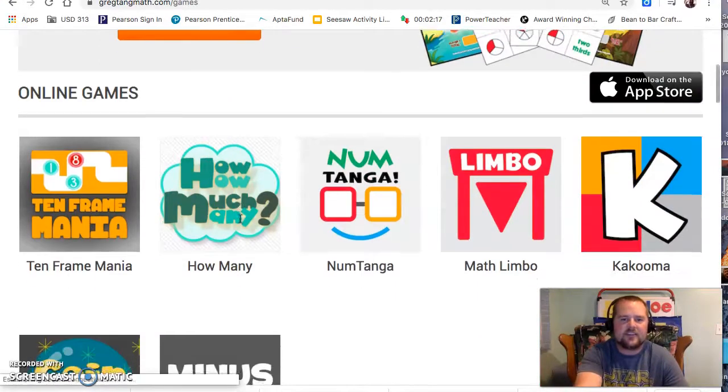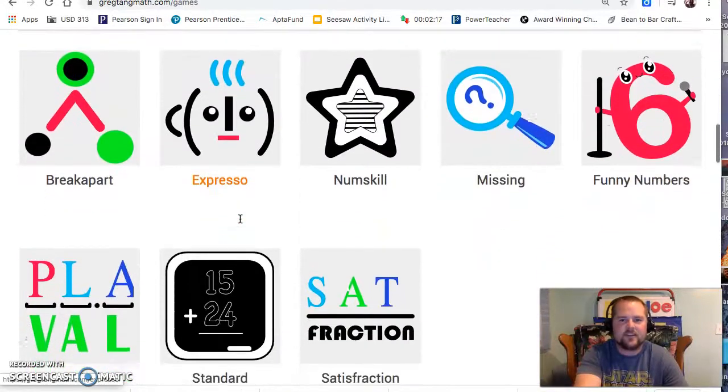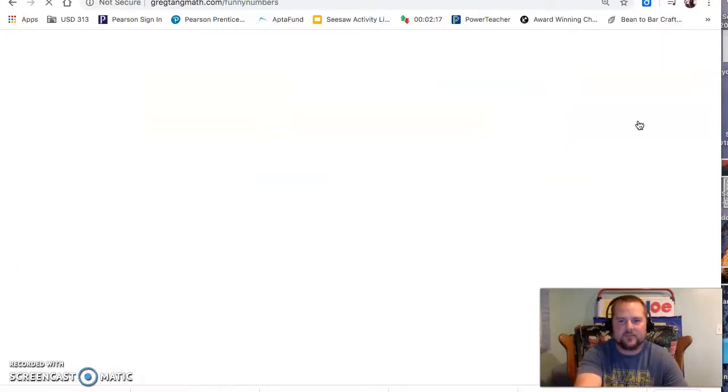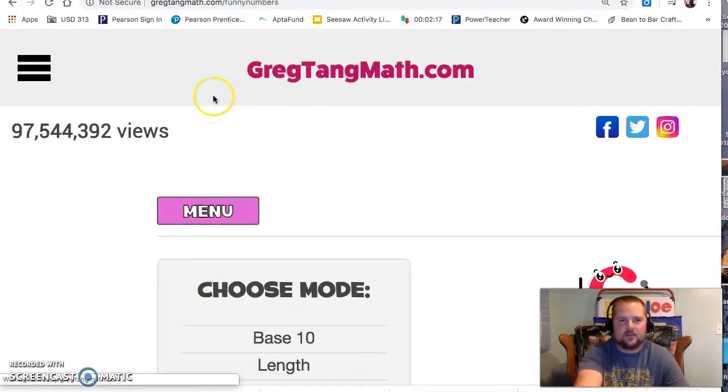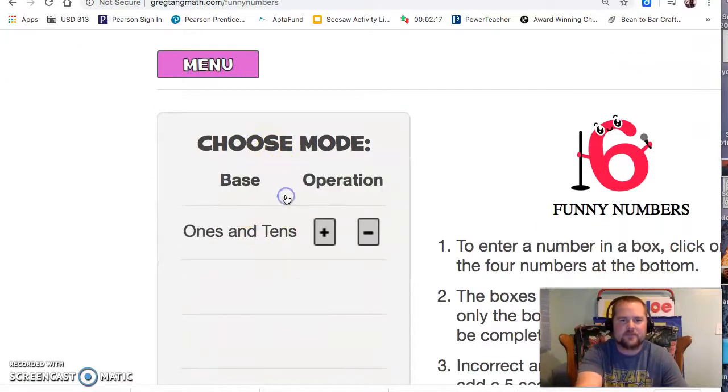And it takes us here. We're looking for funny numbers. Aha, funny numbers. There's a big 6. Click on funny numbers. Okay, and we want to do base 10. So click on base 10.